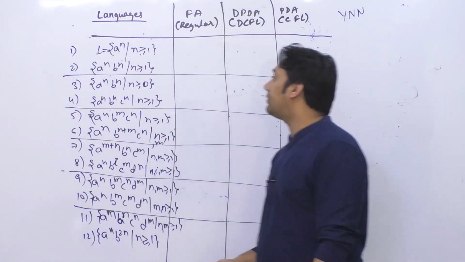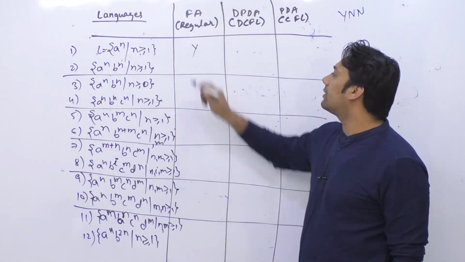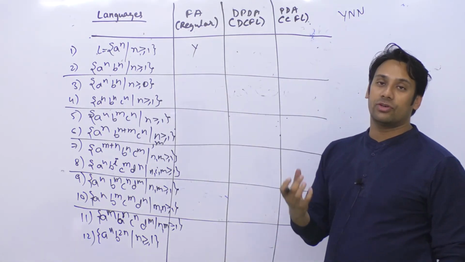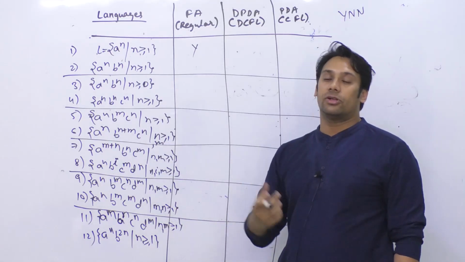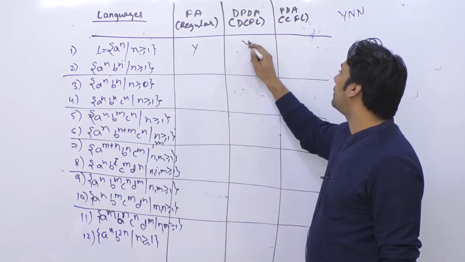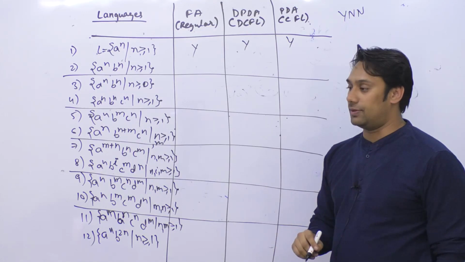Okay. So for the first case, for the first language, you can make a finite automata. Now for any language, if you can make a finite automata, definitely you can also make a PDA, right? So for this, PDA and NPDA is also possible.